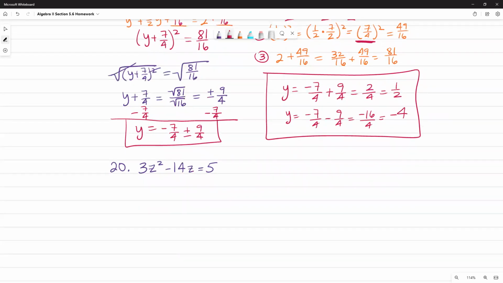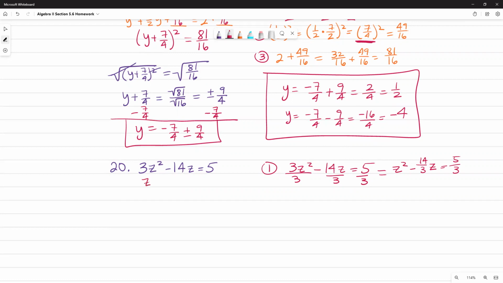All right, let's do it again. We've got that coefficient in front of the square term, so we've got to get rid of it. So this is 3z squared minus 14z equals 5. Divide everything by 3. We end up with z squared minus 14/3 z equals 5/3. I know, ugly.